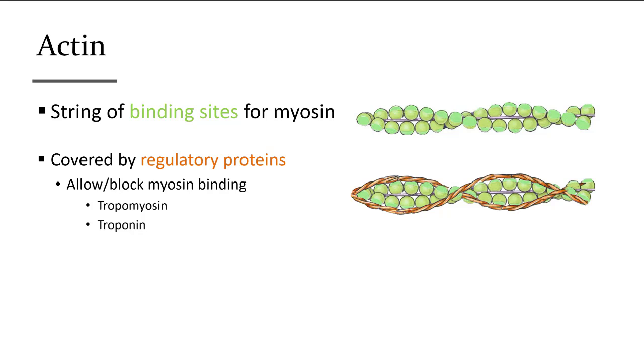In order to control when myosin binds, there are these regulatory proteins, or these little brown ropes that are covering up the binding sites. Uncovering and recovering these binding sites on actin is what starts and stops the force production. This is controlled by two regulatory proteins called troponin and tropomyosin.